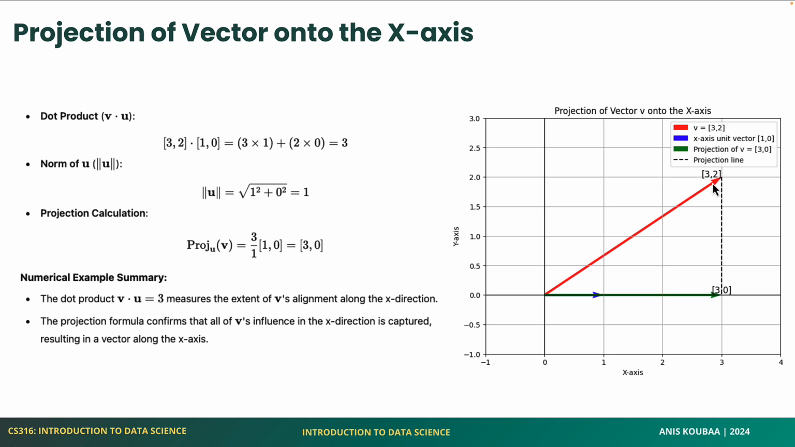If you look at this mathematically, it's basically the dot product between (3, 2), which is the vector in red, and the x-axis, which is expressed by (1, 0) as the unit vector. Making this dot product, we find 3, which is the magnitude of that vector along x. So this vector has a factor of 3 as its importance with respect to the x-axis. Does it make sense? The dot product v·u is 3. It measures the extent of v's alignment along the x direction. And the projection formula confirms that all of v's influence in the x direction is captured, resulting in a vector along the x-axis, which is this vector.